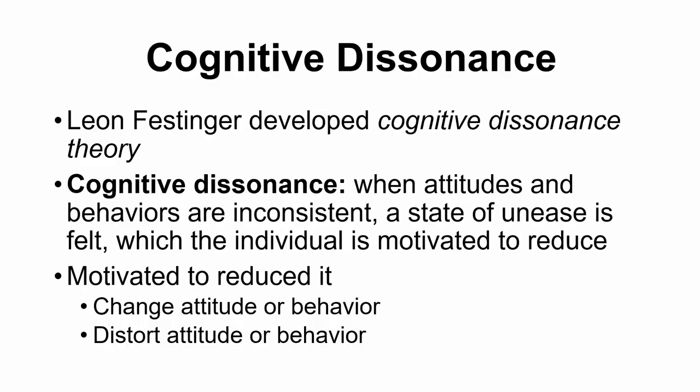Our next concept is going to be the theory of cognitive dissonance. And this was developed by Leon Festinger. And so cognitive dissonance is when attitudes and behaviors end up being inconsistent. So maybe you have an attitude where you think that you like something, but then maybe you behave in a way that's like you don't like something. So if your behavior and your attitudes are inconsistent, it ends up creating dissonance, specifically cognitive dissonance. And it's a state of unease that you start feeling.